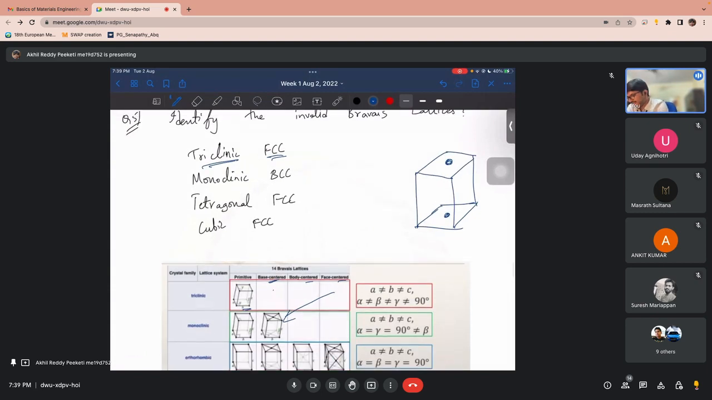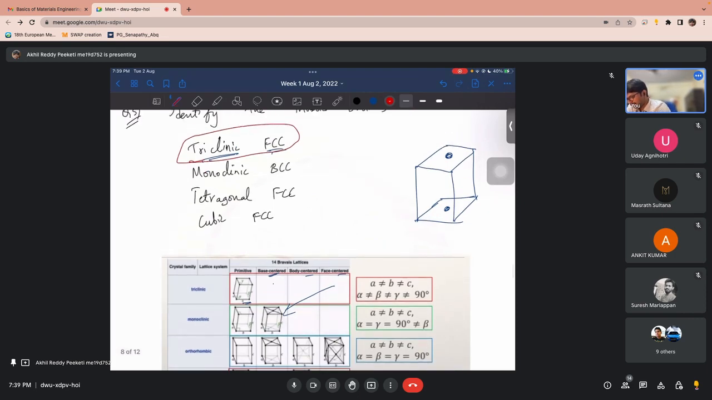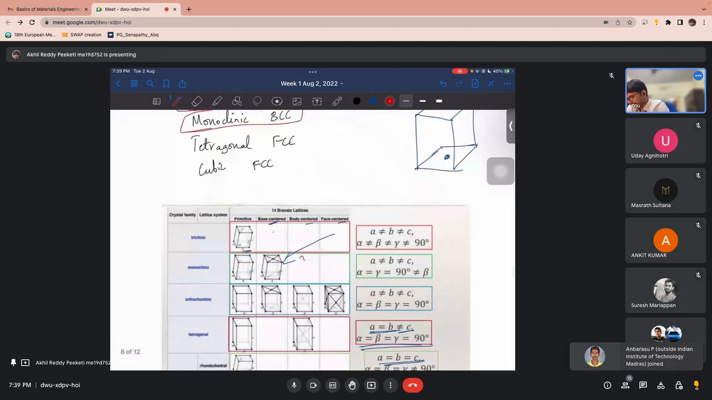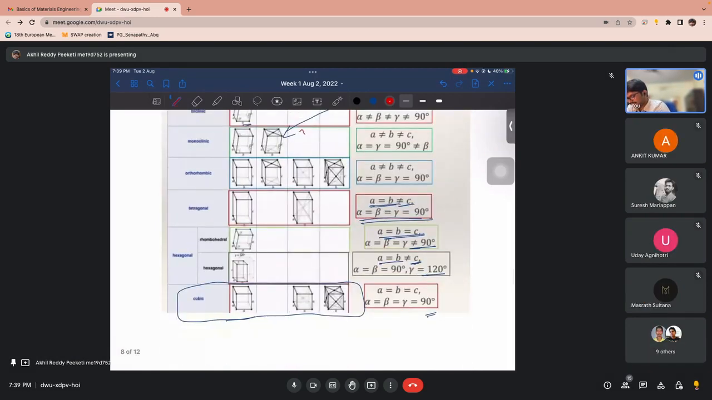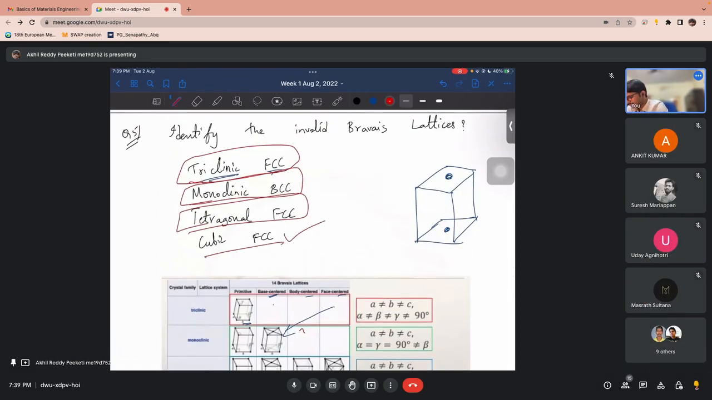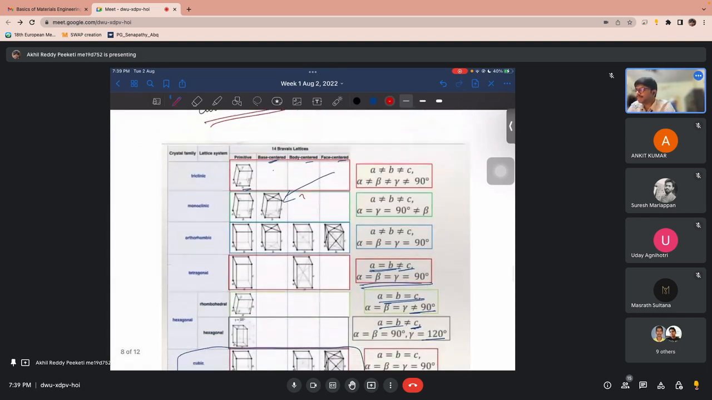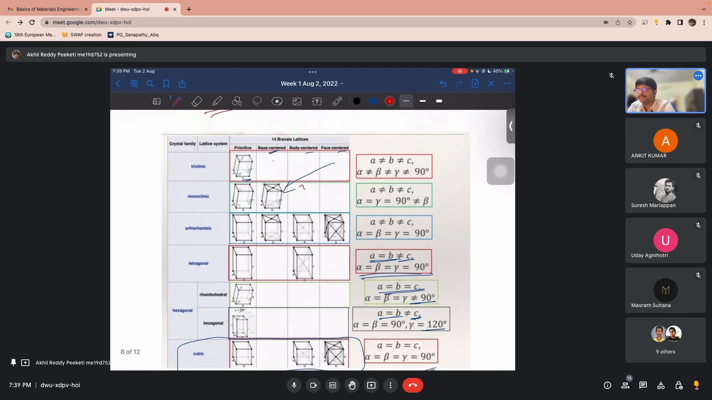So triclinic FCC is not valid. What about monoclinic BCC? That is also not valid. And tetragonal FCC, not valid. What about cubic FCC? It is valid. So is this clear regarding the crystal lattices?